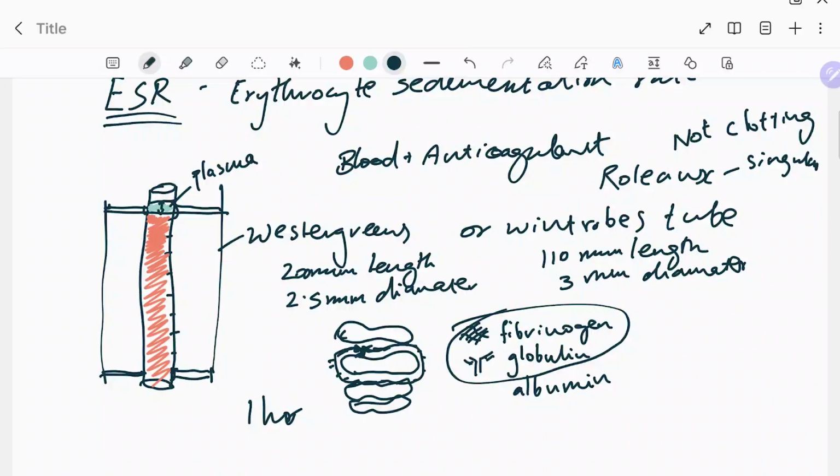Okay, so why are we doing this? Because if you have more plasma proteins, you will have an increase in the rouleaux formation and an increase in the erythrocyte sedimentation rate. So you can get an idea of the level of branched plasma proteins like globulin and fibrinogen. Now, why do we want to know this? Because these plasma proteins, especially these branched ones like globulin, what do they do? They increase in various inflammatory conditions.